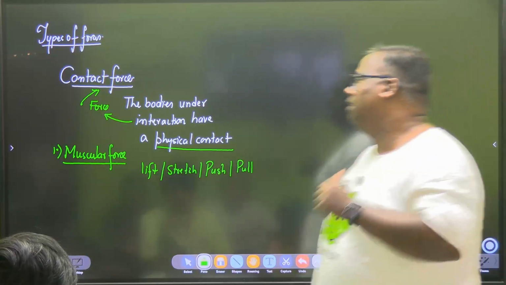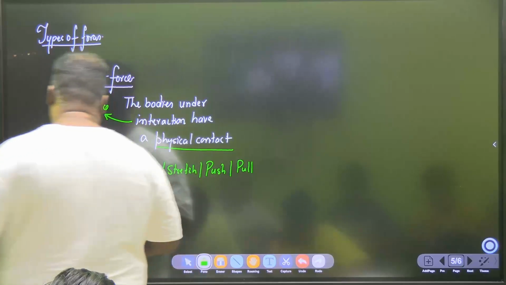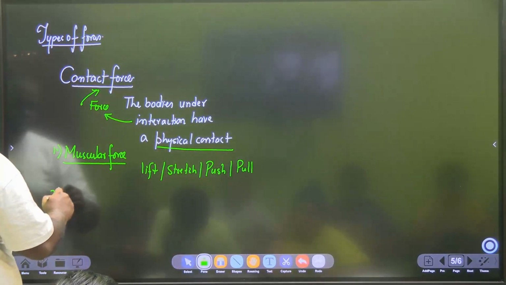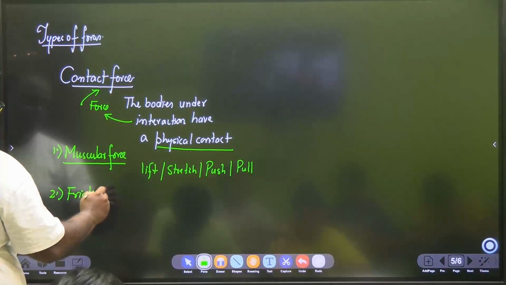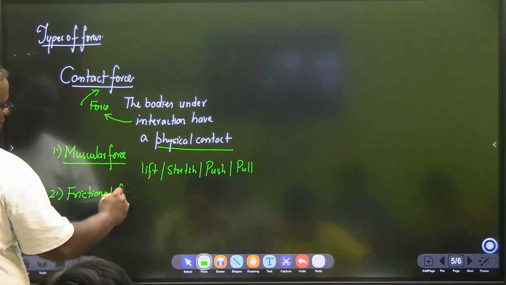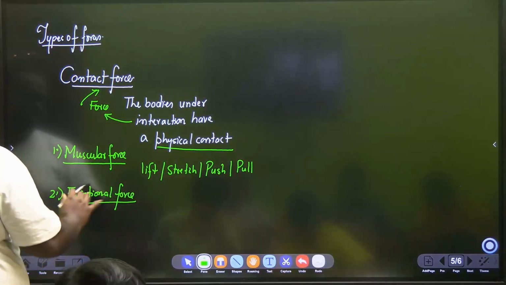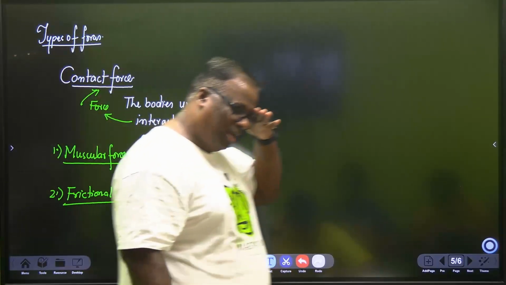There is another contact force which is frictional force, but I will not explain right now. मैं इसको थोड़ी देर में बताऊंगा आपको. Frictional force, because this itself is a whole chapter, but we will understand it in nice manner. Frictional force, just keep it written right now. समझेंगे इसको, आराम से समझेंगे.